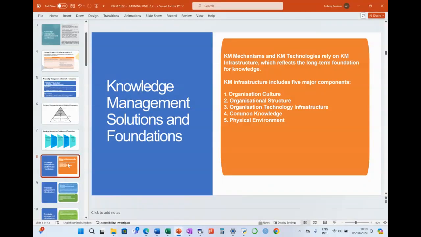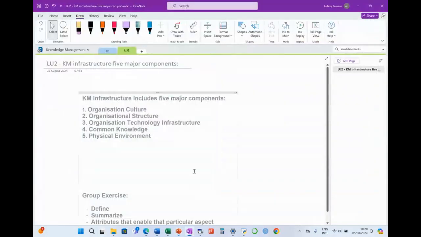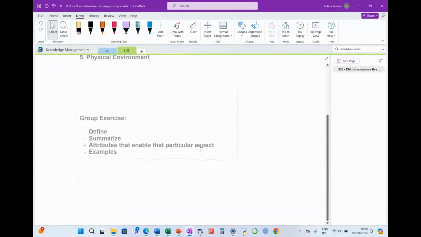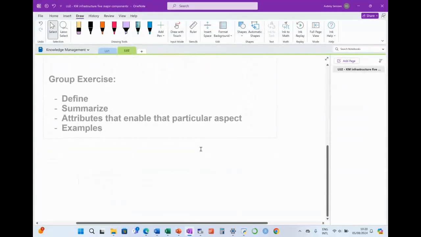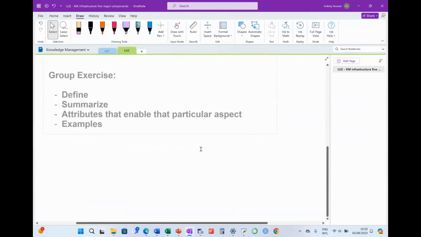So before I even go any further, what we're going to do today is split into groups of 5. Each group is going to cover one of those aspects. And I'll show you exactly what I want you to cover in relation to those aspects. I want you, within your group, to define that aspect.